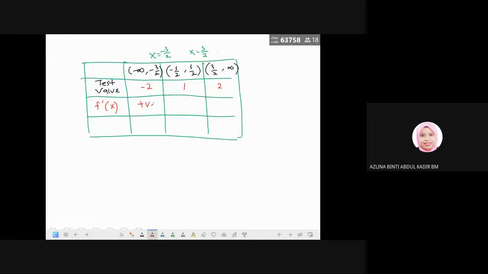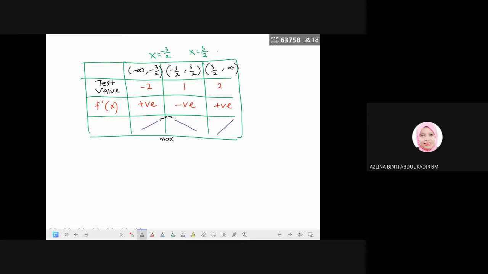Positif. Negatif. Positif. Alright. Biasanya dia akan alternate sign, selang-seli. So positive, that means increases. Decrease and then increasing. Jadi, the changes from increase to decrease. Ni kat sini, nampak tak? Di sini, so occur a maximum point.